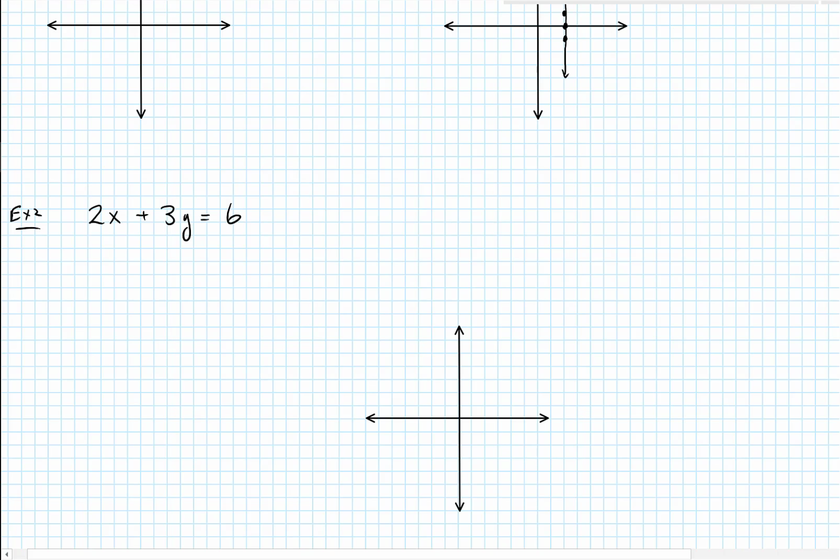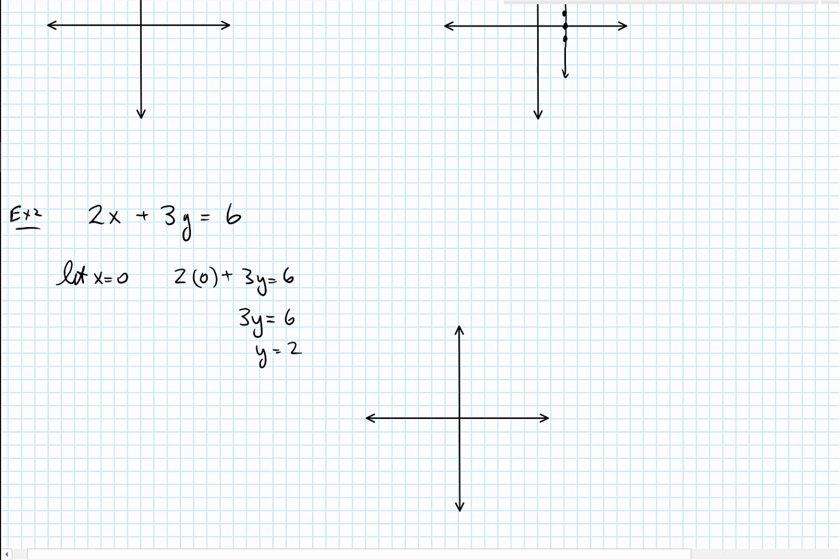So let's see what happens if we let x equal to 0. So what we're going to do is say, all right, let's figure out what this equation is if x is equal to 0. So we have 2 times 0 plus 3y is equal to 6. And again, 2 times 0 is just 0. So really this equation simplifies to 3y equal to 6. And if 3y is equal to 6, then y is just equal to 2.